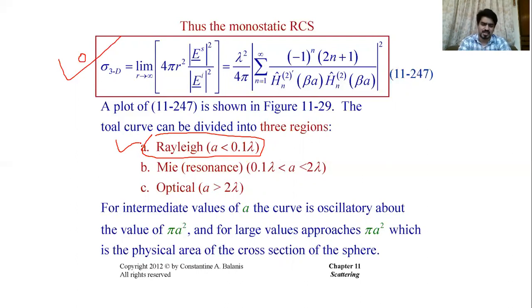Okay, we will go through that as well. But again, a rain droplet would have that type of dimension with respect to the wavelength corresponding to optical frequencies for visible light. Now the second region is when your radial dimension is from 0.1 lambda to 2 lambda. That is Mie resonance, however you want to pronounce it.